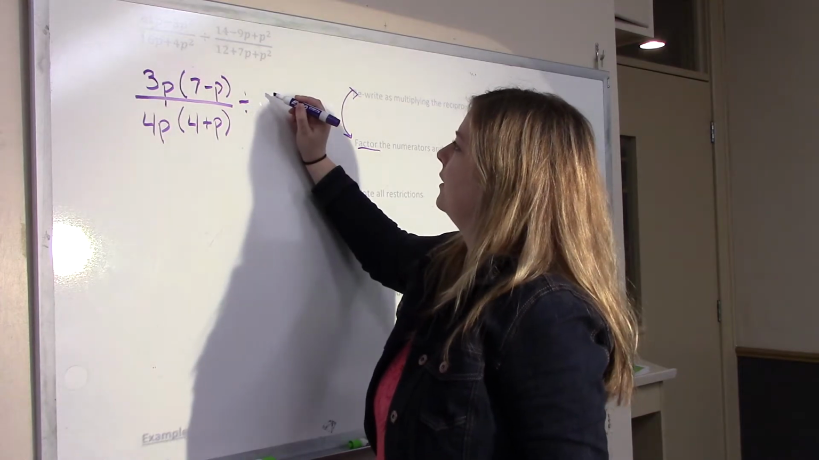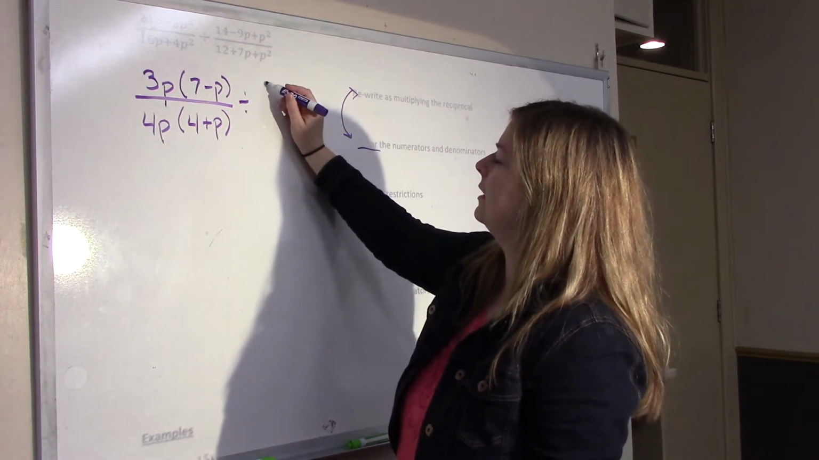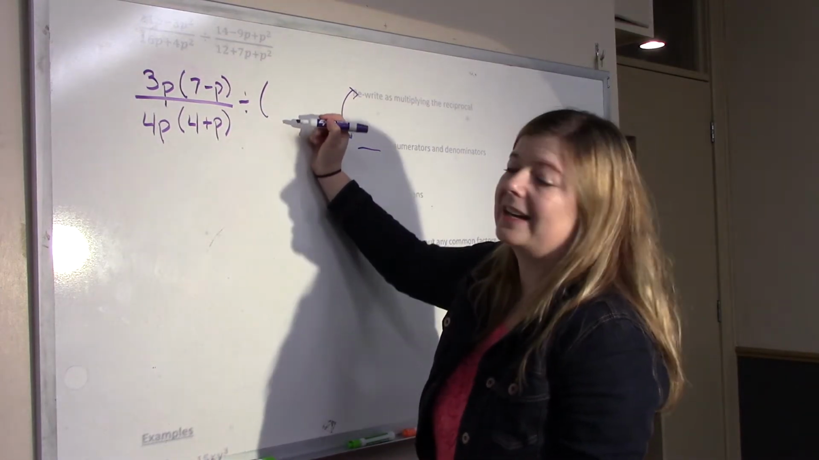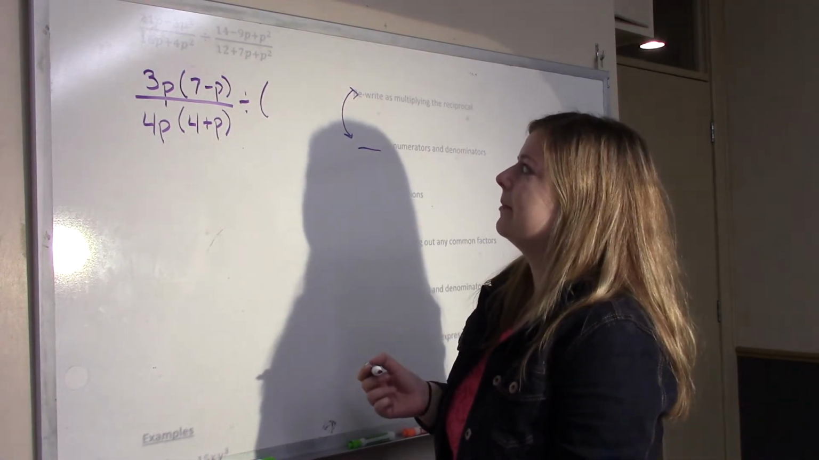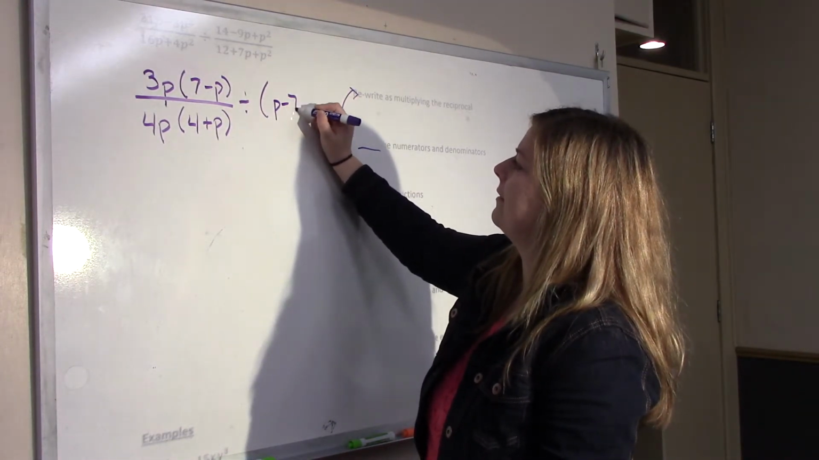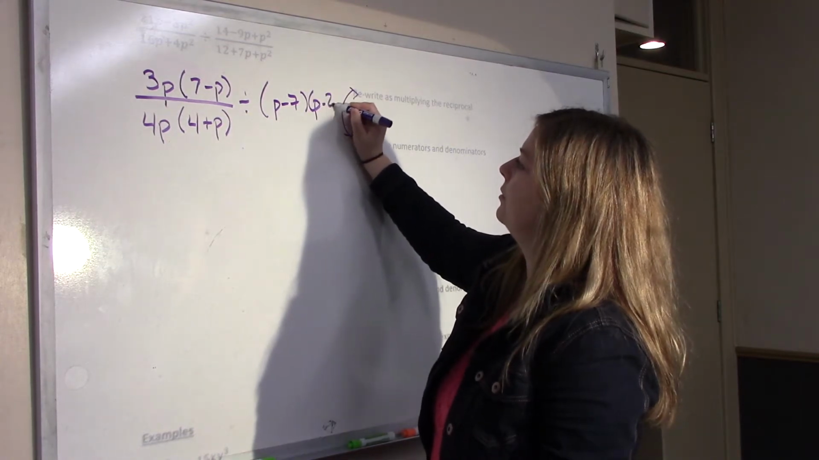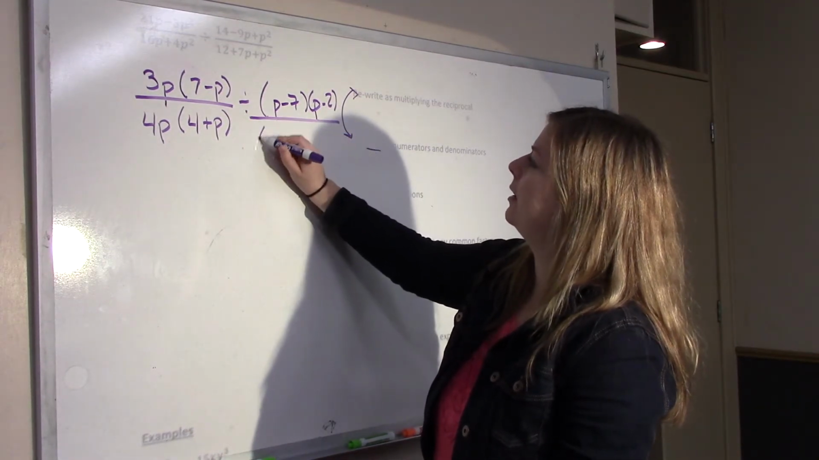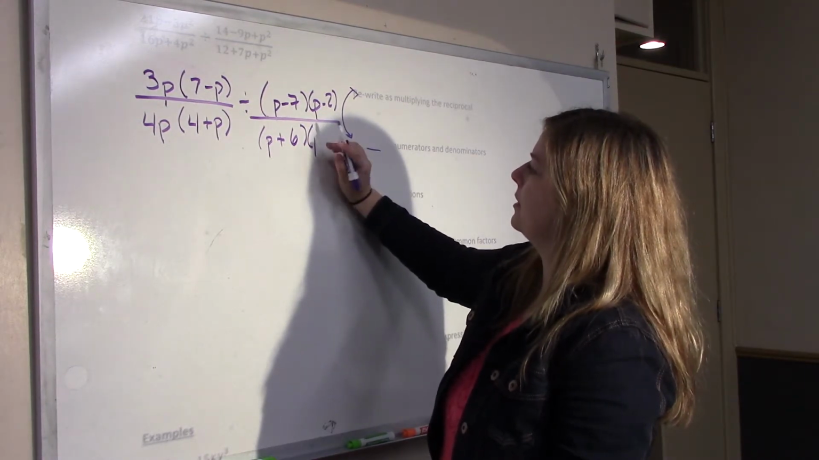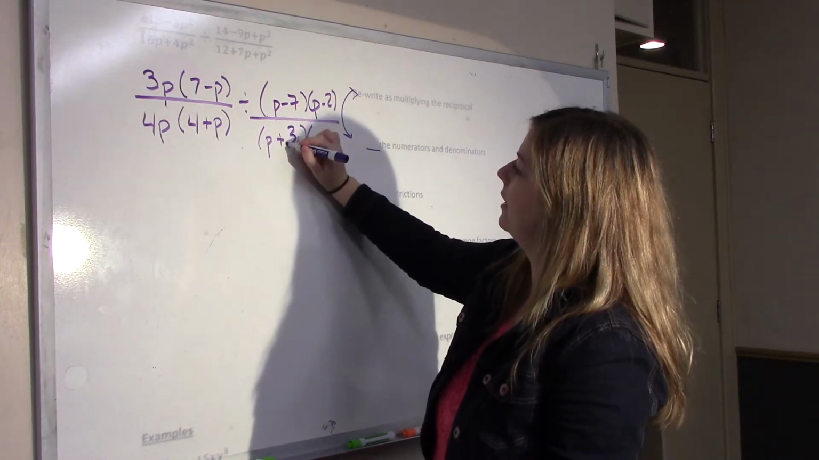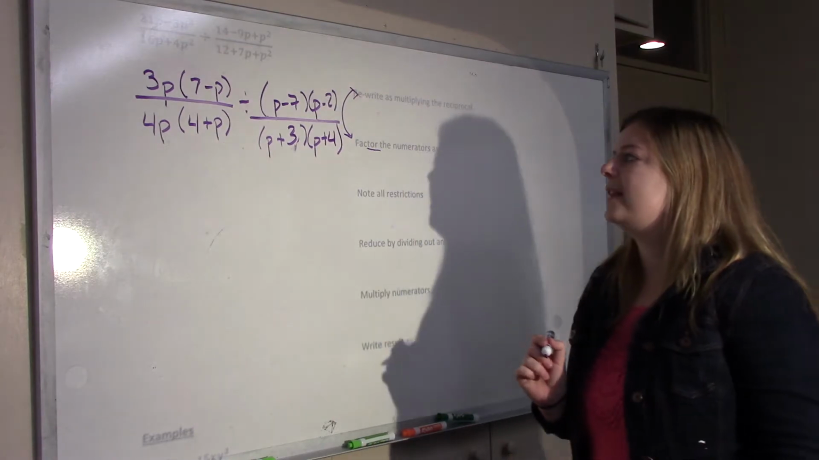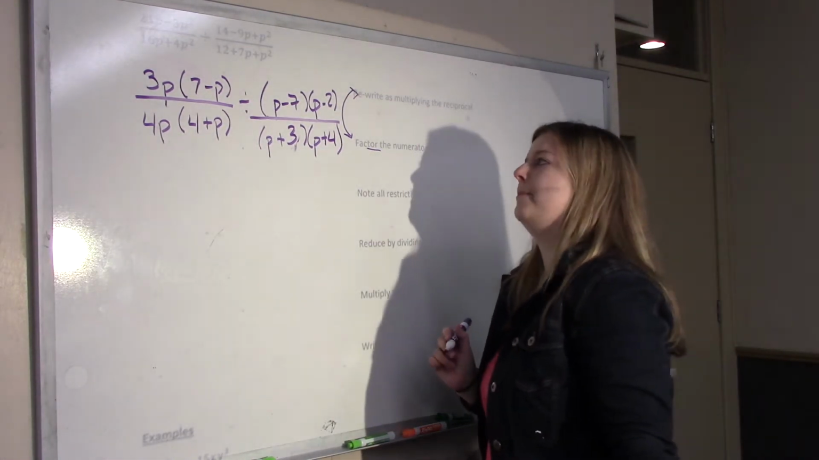Divided by, okay, I don't like the order it's written in. I'm just going to think about that as p squared minus 9p plus 14. So you have p minus 7, p minus 2, all over p plus 3, p plus 4. Okay, so you cannot slice and dice yet though, because it's division.